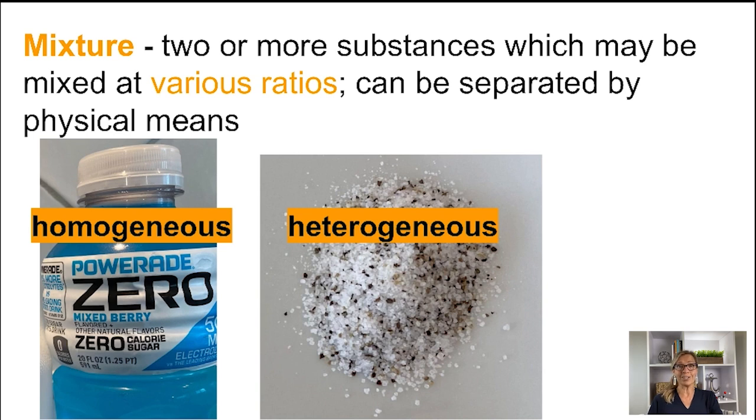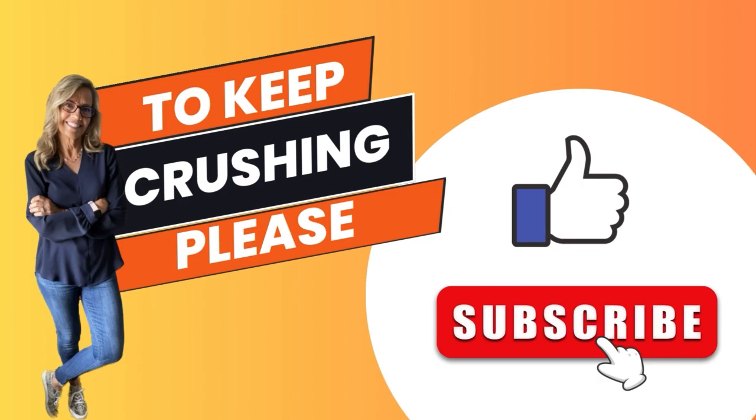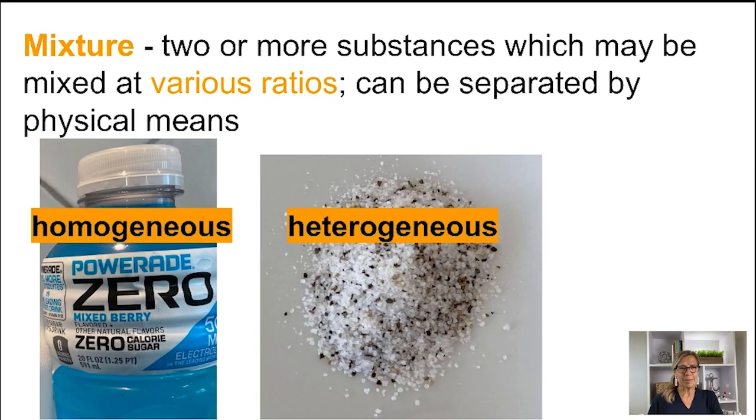For example, dirt. Is all dirt the same? Some dirt may have a little more clay in it. Some dirt may have more organic matter. You can make dirt with all kind of different ratios. That's how you know it's a mixture. Maybe lemonade. You can make it really sweet or really sour. You can use different ratios of those substances. Now, mixtures can be separated by physical means.